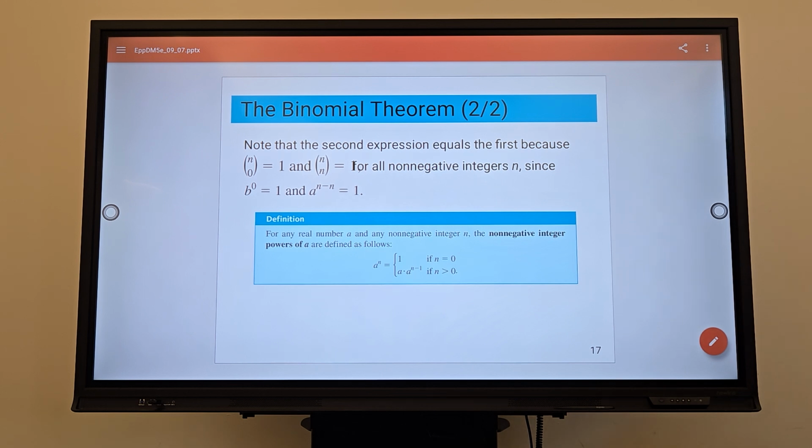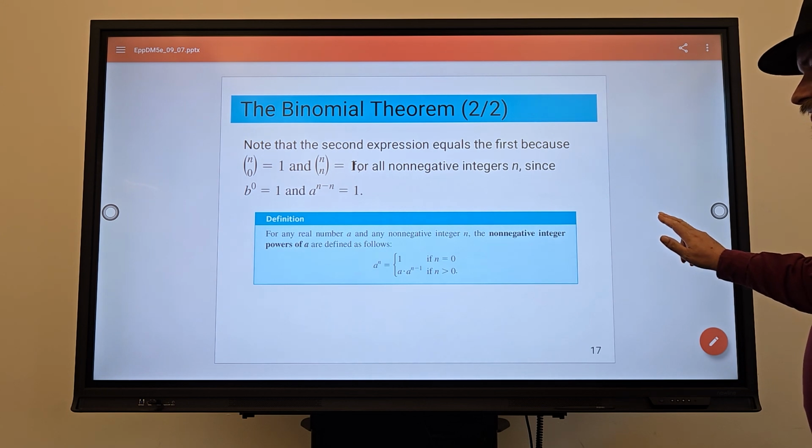Definition: for any real number a and any non-negative integer n, the non-negative integer powers of a are as follows. This is basic algebra. A to the n is equal to 1 if n equals 0, and a to the n equals a times a to the n minus 1 if n is greater than 0.